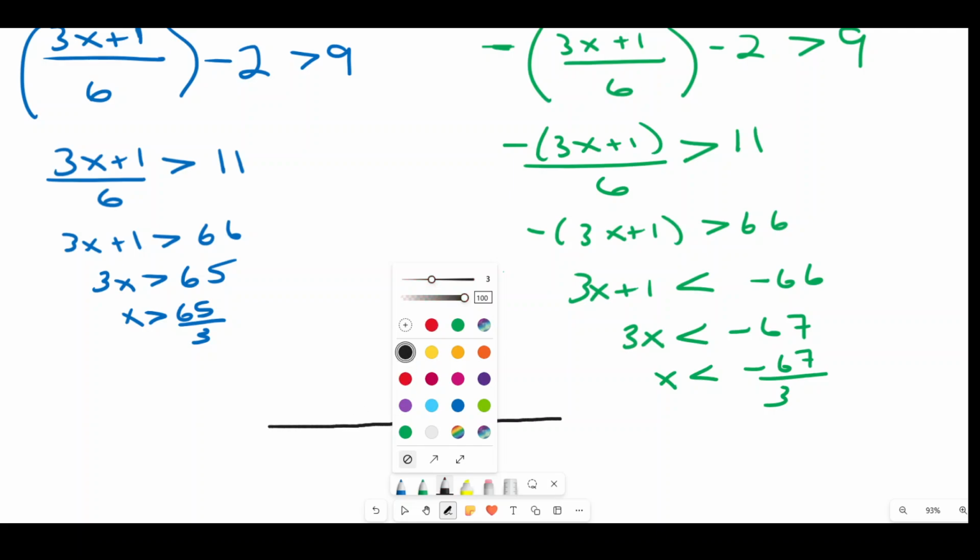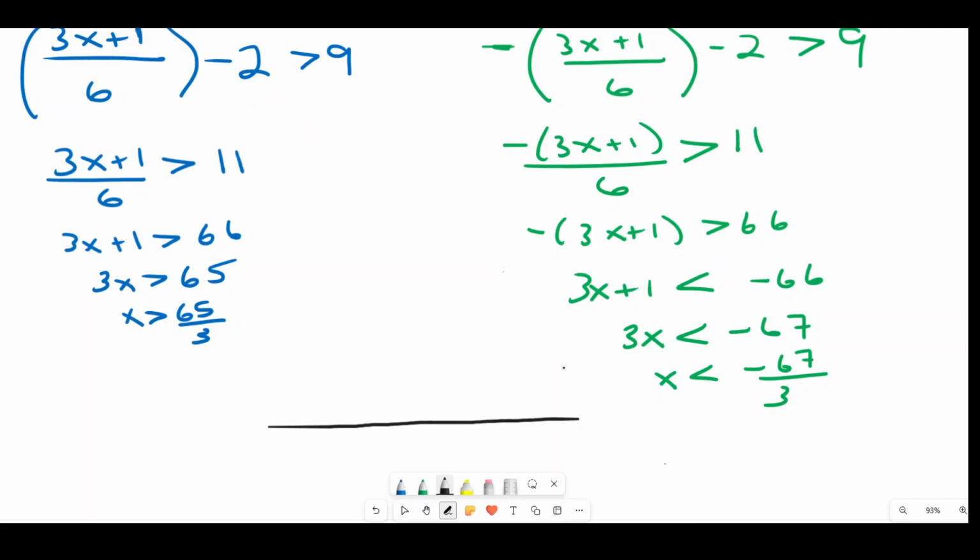Nothing fancy here. Okay, so 65 over 3 and negative 67 over 3 is here. So I always like to look at the left number first. x is supposed to be below that. So that means that it's not equal to it, but it's allowed to be below that. Then I had another answer, which was x, here's 65 over 3. So I need to be greater than that. So open circle and greater.